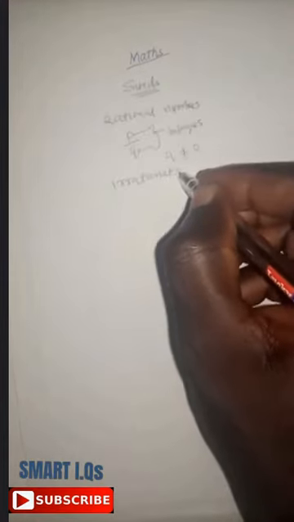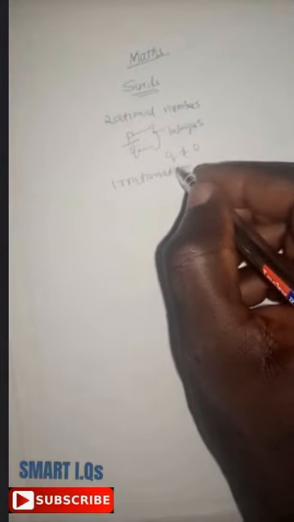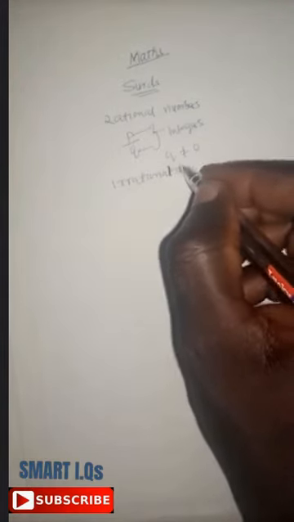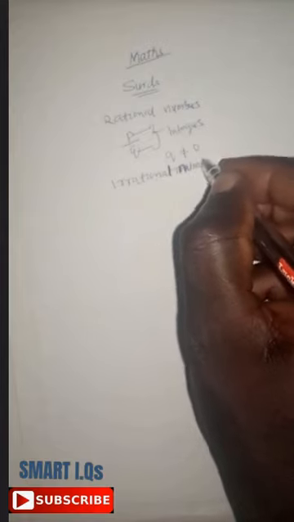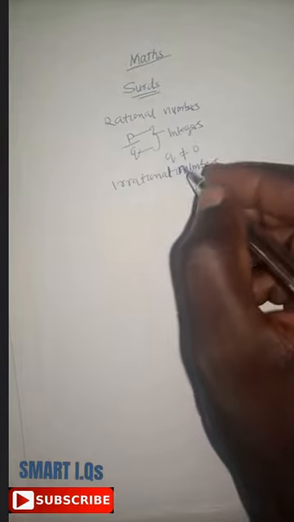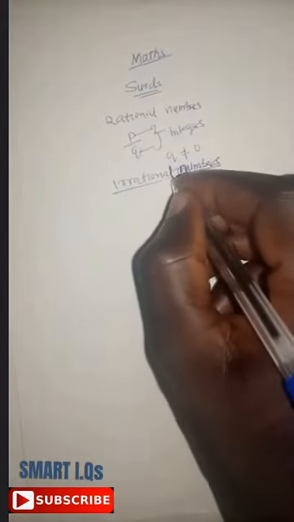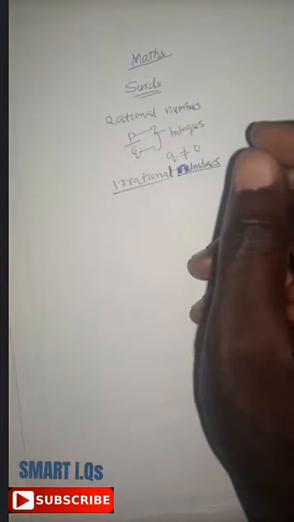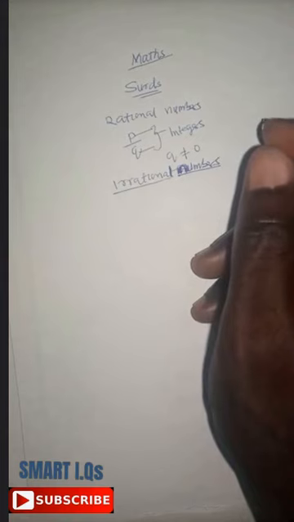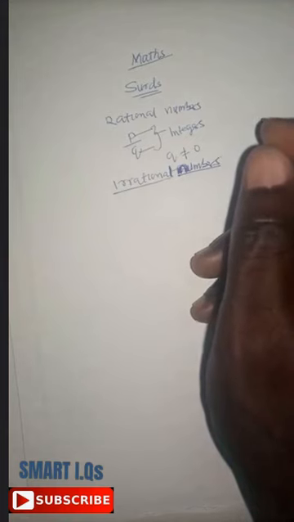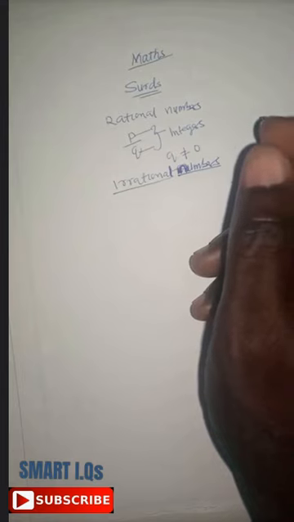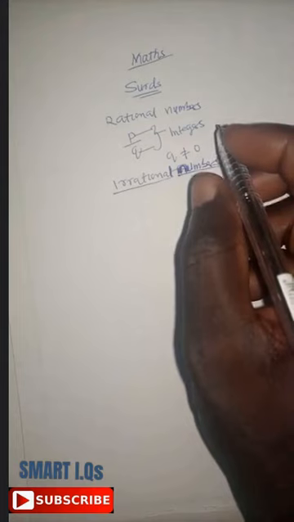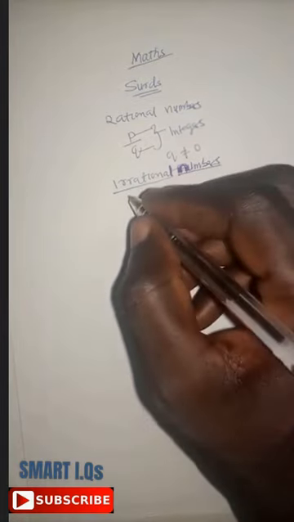Irrational numbers, on the other hand, cannot be expressed in terms of a ratio of integers. Irrational numbers cannot be expressed as a ratio of integers, and what that means is that we have some that can be real numbers.